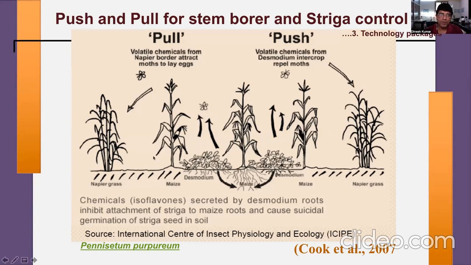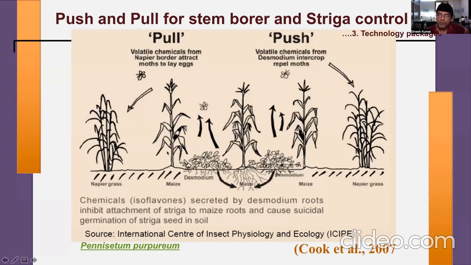Here, students, you may know that maize, bajra, pearl millet, and sorghum, these crops have the problem of stem borer. Stem borer larvae will enter the stem near the ground area, and it will eat the stem, and then your plant may dry up, it may fall. So stem borer is also there.